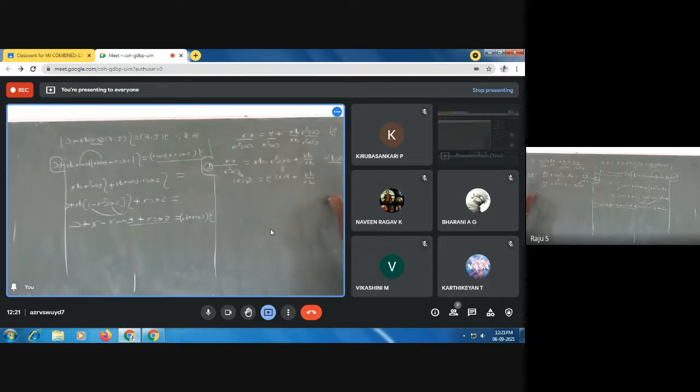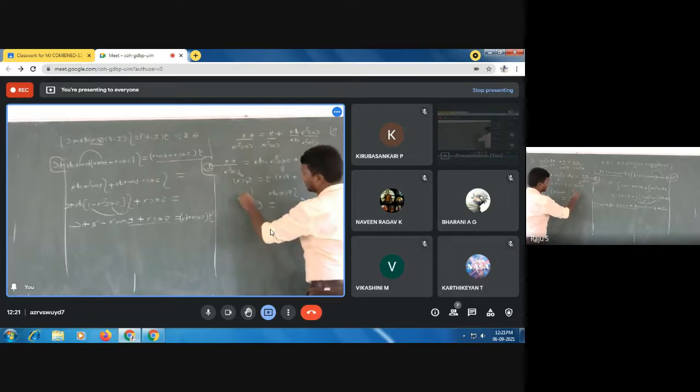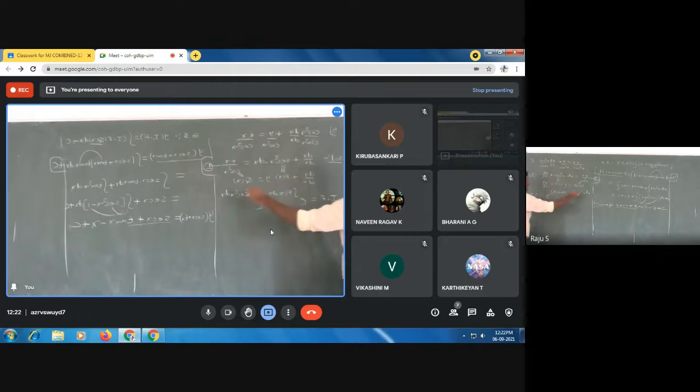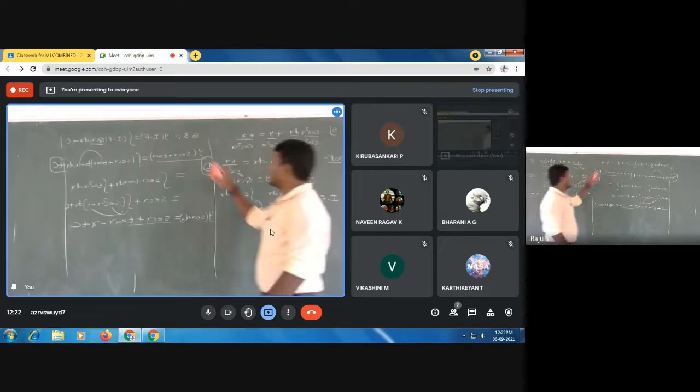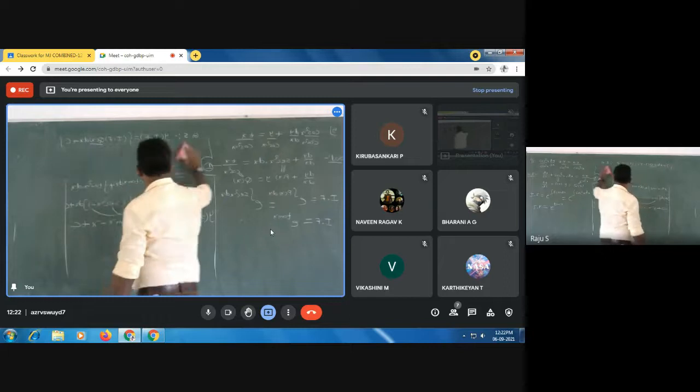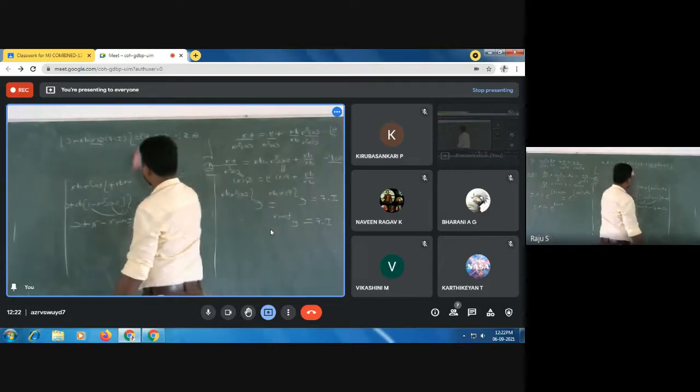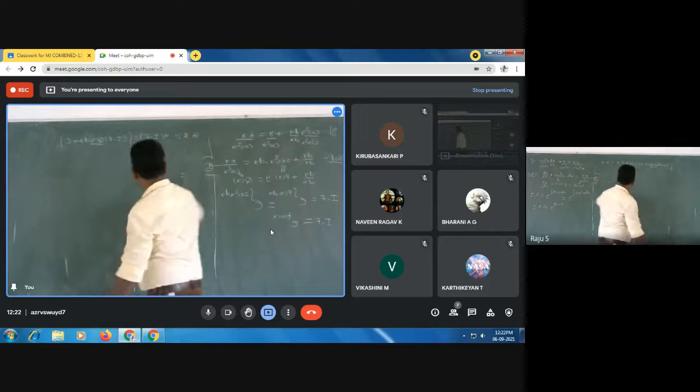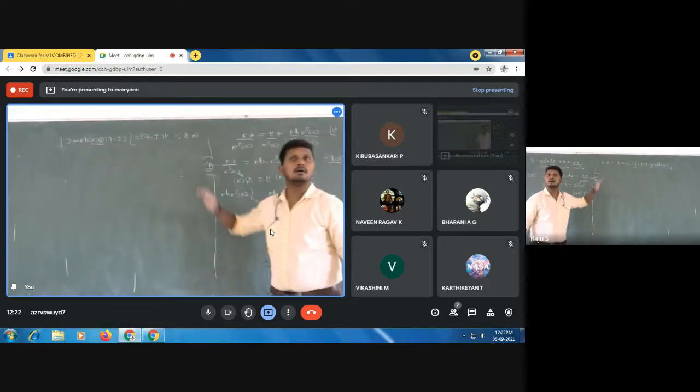Now the integrating factor formula: e power integral p of x. P of x is secant square x. Right. What is integral secant square? Tan x. So e to the power of tan x is the integrating factor. After the integrating factor, the same general solution. We have to write the general solution formula.